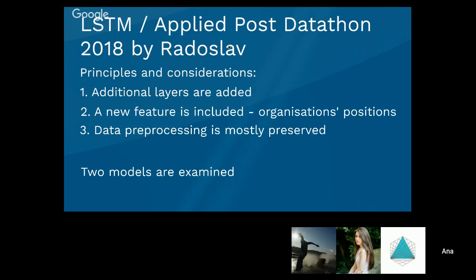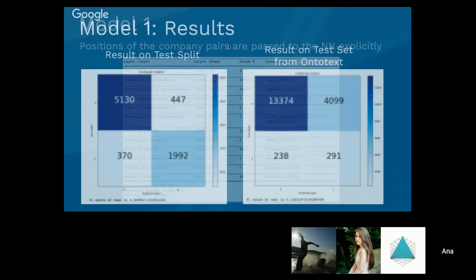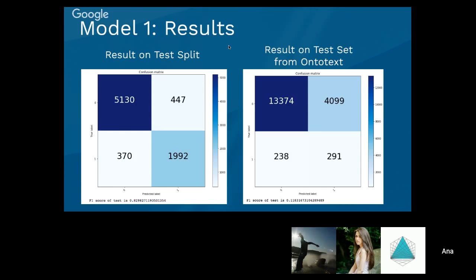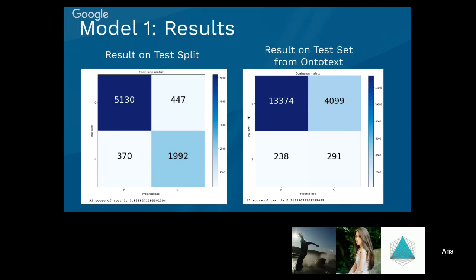About the two models, here is the first one. Again, what we're doing differently is that we are passing company pairs explicitly to the neural network. You can see the model in terms of layers on this slide, but I would like to focus on the results. So what happens is that we are training on the train and dev split, and we are validating against the test split. You can see here our F1 score, 0.829, sorry. And again, you can see the reflection of the Pacman graph because we have the true negatives here and the true positives over here to the right. Another thing we do is to test this on the test set that we later get from Ontotext.